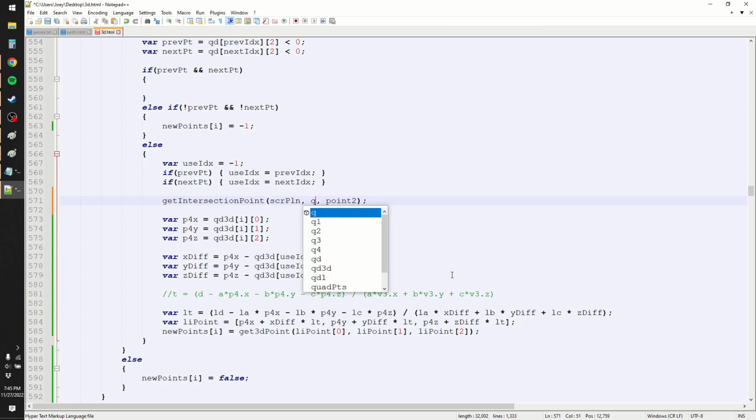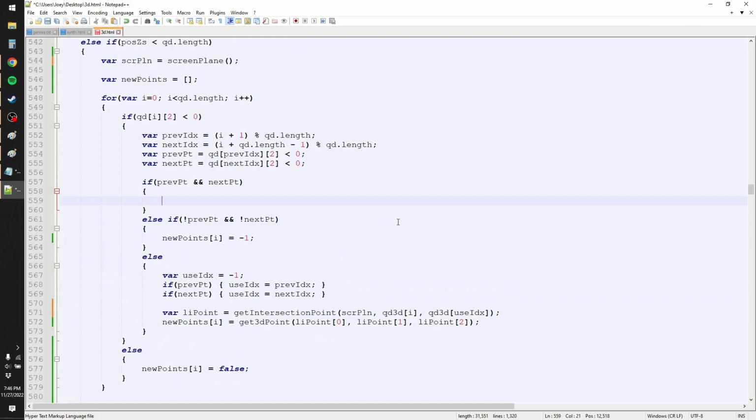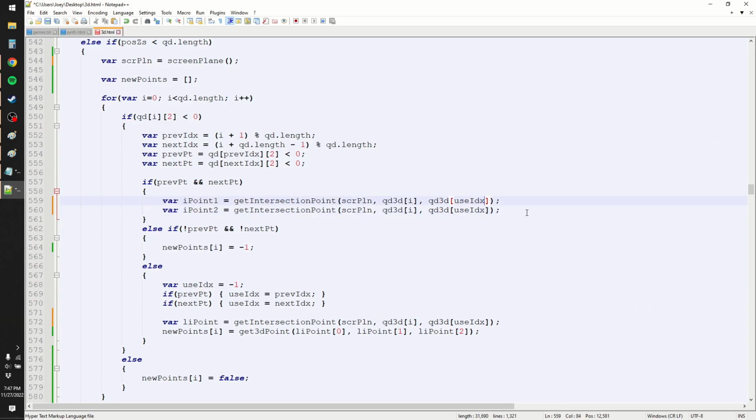Point 1 is QD 3D of I. Point 2 is QD 3D of use IDX. And then that gets us the intersection point. And drop all this code out. So then we have to find 2 intersection points in this case. Intersection point 1. But in this case, we don't care about use IDX, we care about prev IDX and next IDX. So we do both of them.